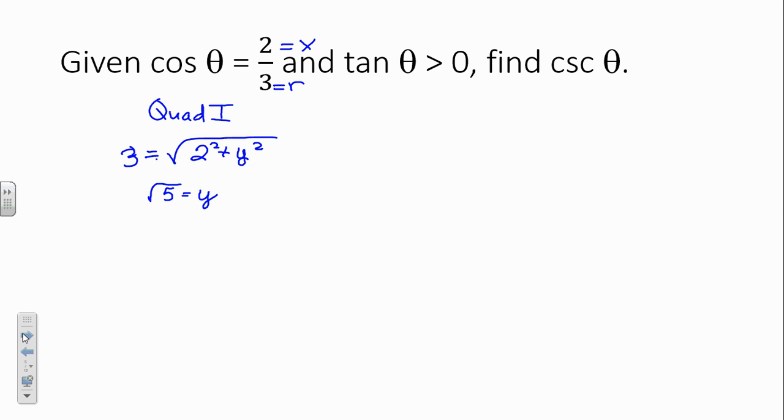And we need to find the cosecant, so that's going to be r over y, right? So the r was 3. The y is square root of 5. That's the cosecant of theta. And we have to rationalize that, so we'll get 3 square roots of 5 over 5.